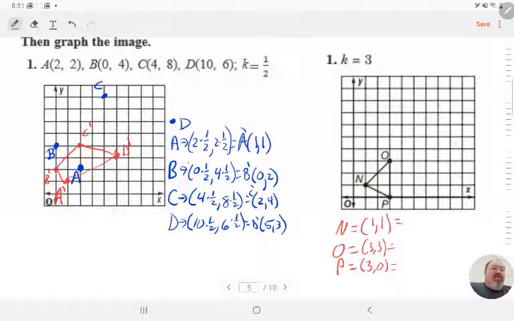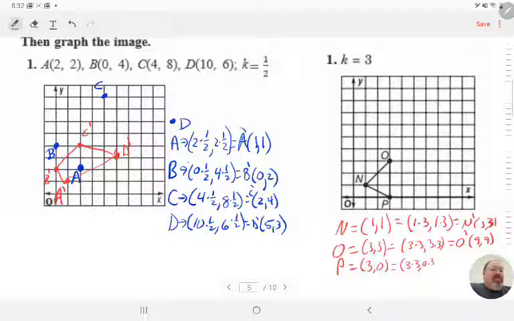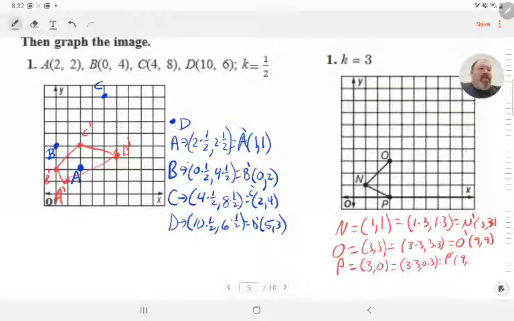And then we have a scale factor of 3. So we're going to say this is 1 times 3 and 1 times 3. And this is going to give me my new figure of 3, 3. Then I would go 3 times 3 and 3 times 3. And that's going to give me my new figure of 9, 9. And then lastly, I would have 3 times 3 and 0 times 3. It's going to give me my new figure of 9, 0.